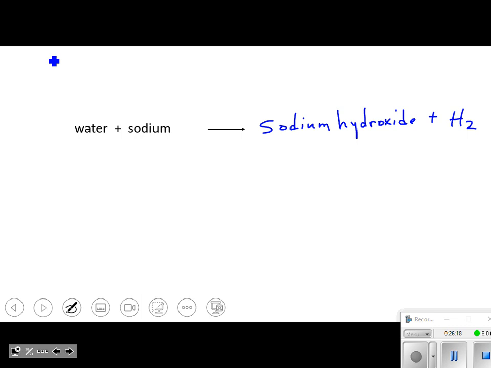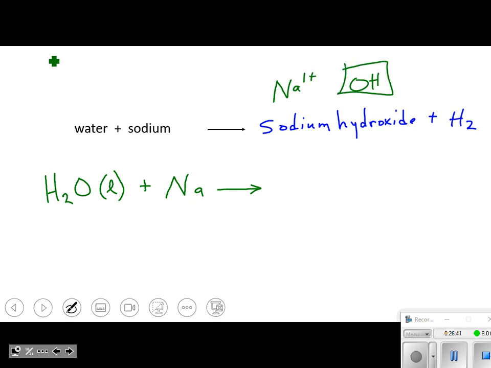So as I'm going to come through and write my equation, water is H2O. I'm going to put it in the liquid form. Sodium. It's going to yield sodium hydroxide. Na is a 1 plus. OH, polyatomic 1 minus. NaOH plus hydrogen gas.